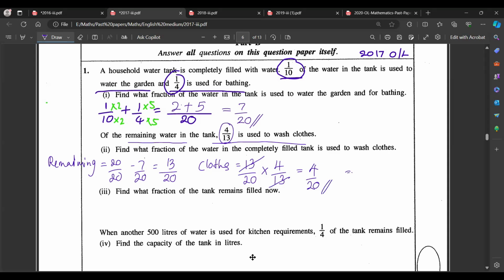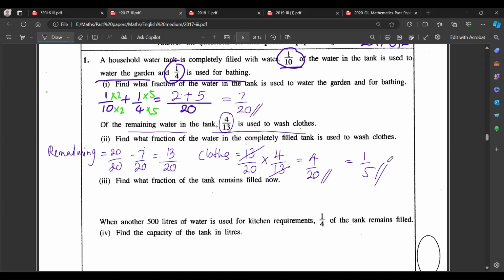You can simplify that one. Okay, both can be divided by 4. No? So it is 1 over 5. Better to write 1 over 5. They given this 4 out of 20 also marks. Okay. They given also this answer for the marks. Better write with simplify. Okay, by the remaining, they use 4 over 13 of the remaining fraction. Of means multiplication.